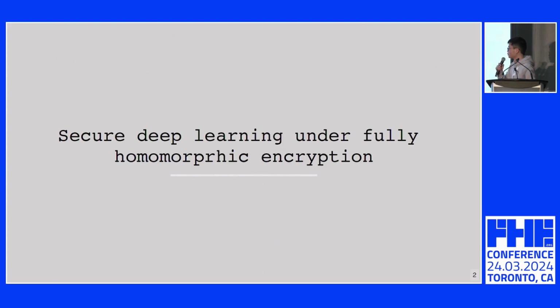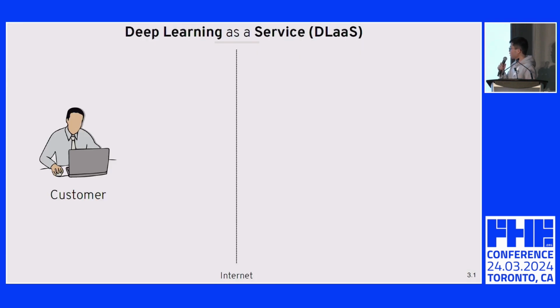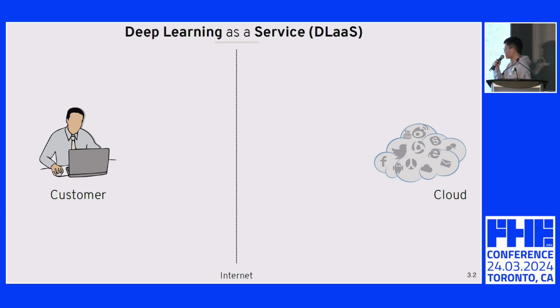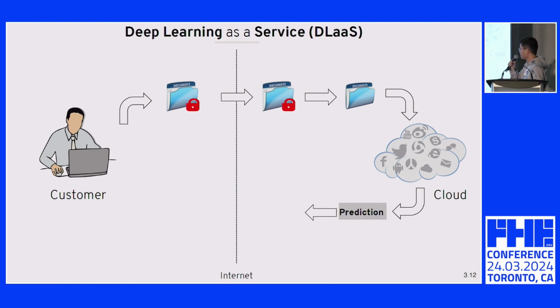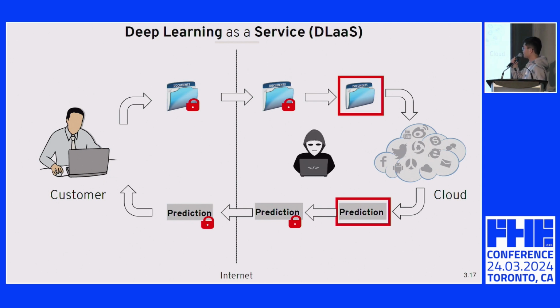First, I want to briefly introduce secure deep learning under fully homomorphic encryption. Customers can request deep learning services from the cloud. They just need to send out the encrypted data. After the cloud receives the encrypted data, it first needs to decrypt it and get the plain text data, and then uses the deep neural networks to process the data and get the prediction result, which is encrypted and sent back to the customer. The problem is that both the data and the prediction result are exposed to the cloud servers. So the customers take the risk of leaking their sensitive data.